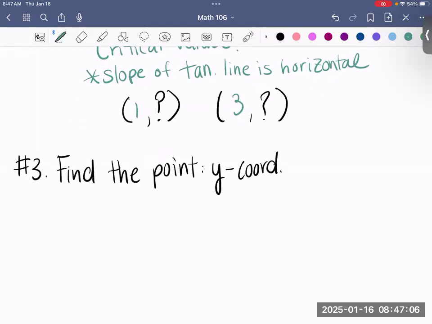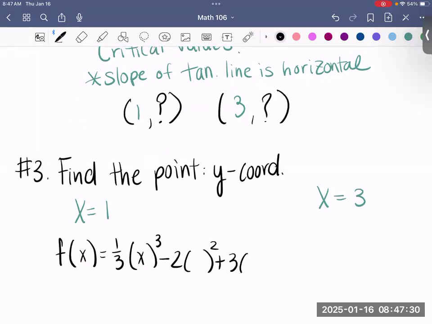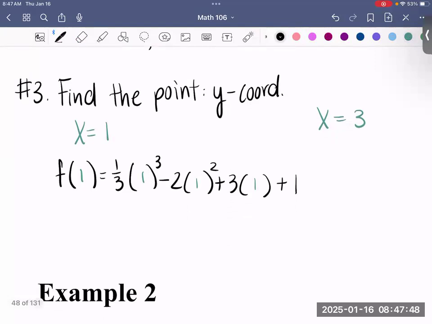So if we know that x is equal to 1, and again, when x is equal to 3, how do you find your point? Well, we plug it back into the original equation. So you can say f of x is equal to 1/3 x cubed minus 2x squared plus 3x plus 1. And all we're doing is evaluating, instead of just x, when x is 1. So we could go ahead and just replace it.